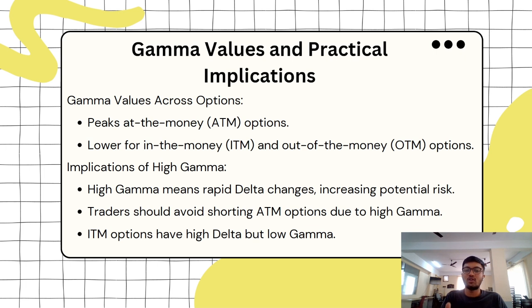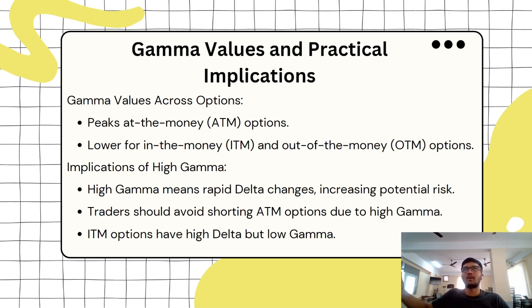Simple. Traders should avoid shorting at the money options due to high gamma. So when you are trying to do option selling, it is best to do it at out of the money contracts, because the chance of you earning the premium is much higher, if the time to expiry is much less. If the time to expiry is much more, there's a huge chance that the underlying can move from out of the money to in the money or at the money.